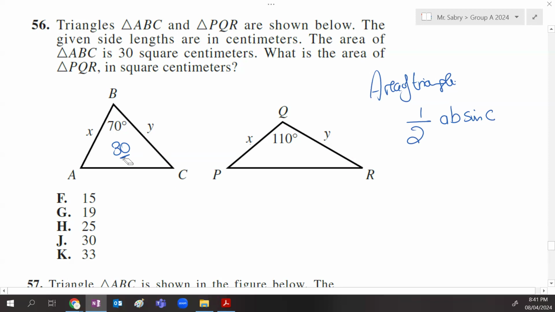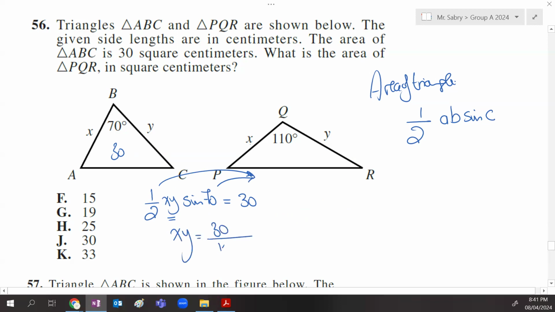So for example, here, if I want to find the area, I should do half times xy times sine the middle angle, which is 70, and that will get me 30. Sorry, that would get me the area, which is 30. So if I'd like to find xy, the half times sine 70, those two go to the other side with division. So I will have xy equals 30 divided by half sine 70.